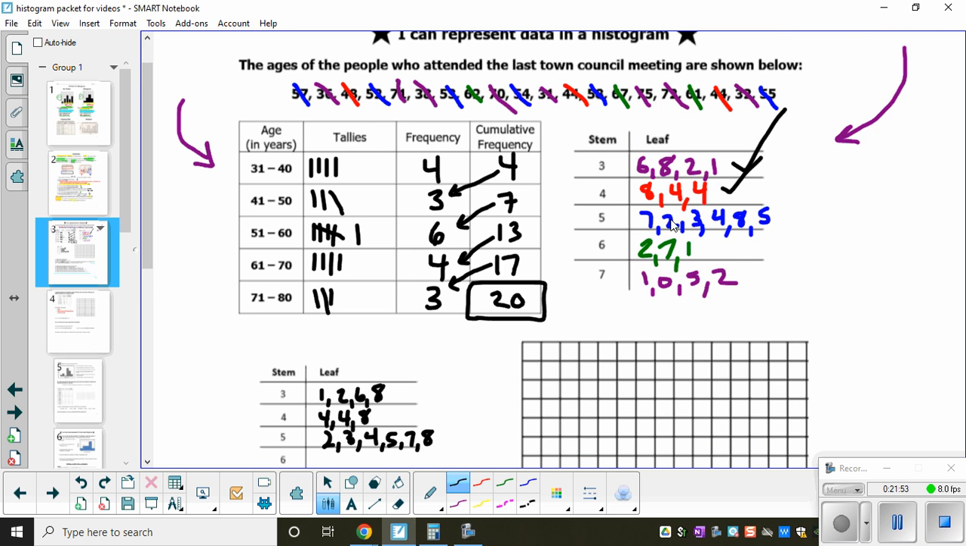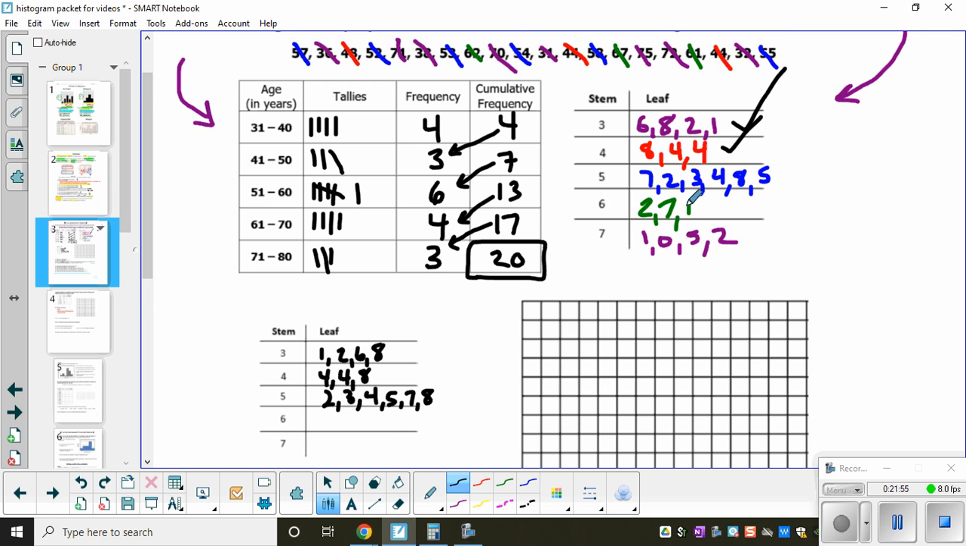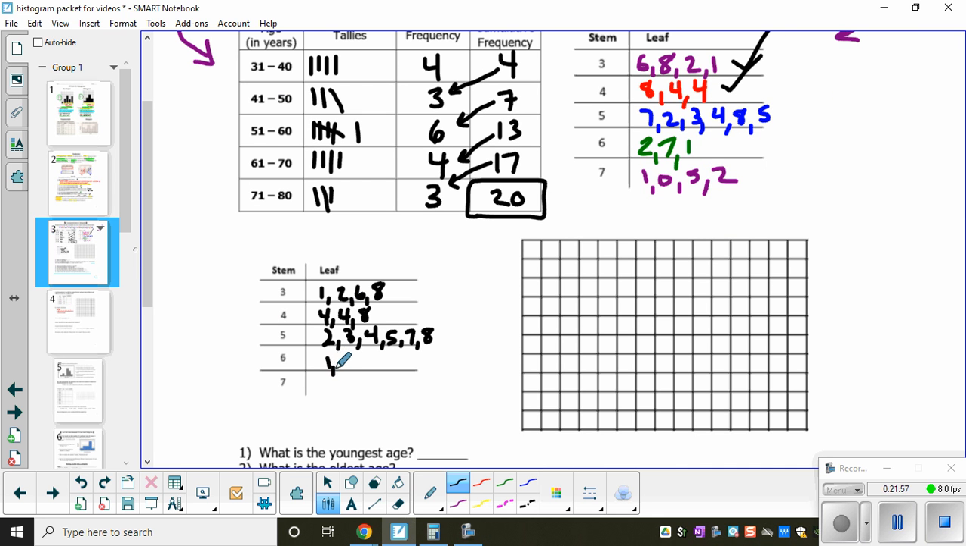The 60s here, we had a 61, a 2, and a 7. So 61, 2, and 7. And then in the 70s, there was a 70, a 71, a 72, and a 75. Okay.